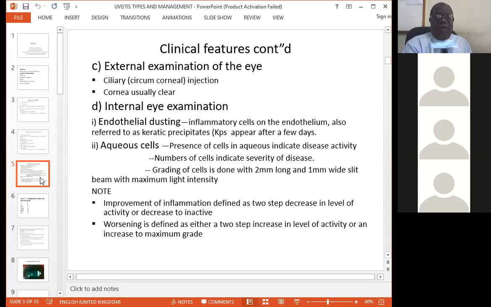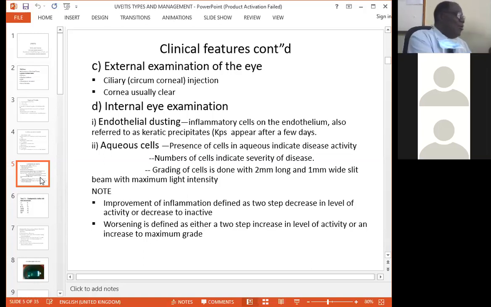Endothelial dusting, inflammatory cells on the endothelium, is also referred to as keratic precipitates, as if they have been precipitated from the cornea. They are not precipitated from the cornea. They are inflammatory cells that are stuck on the cornea.